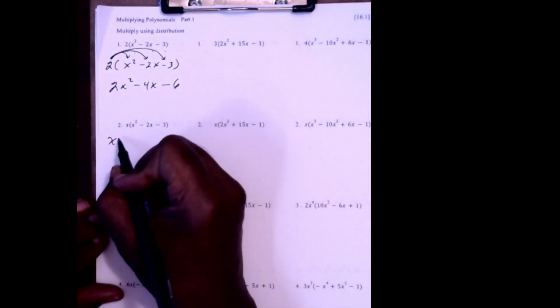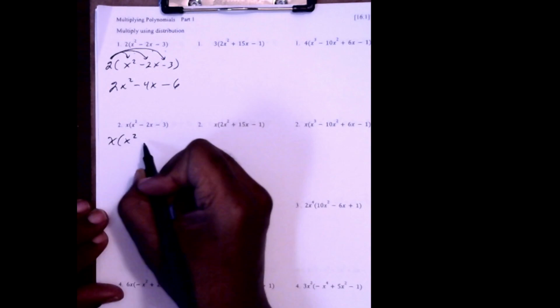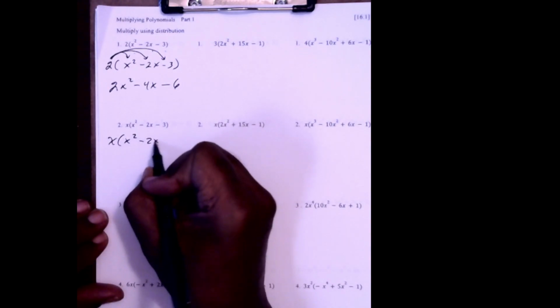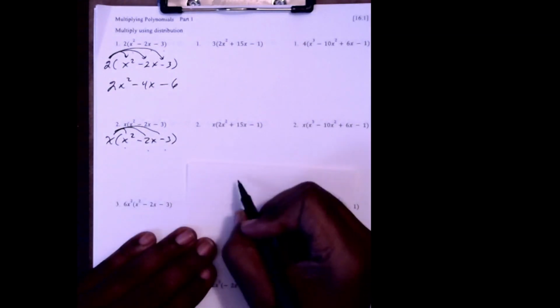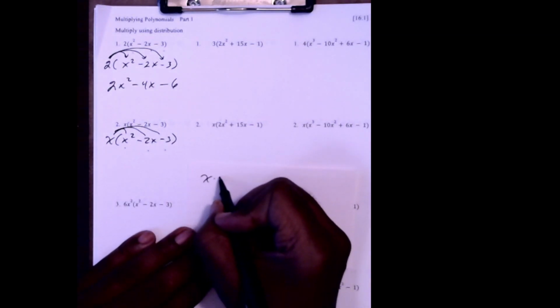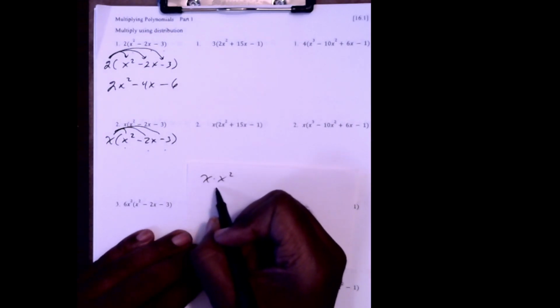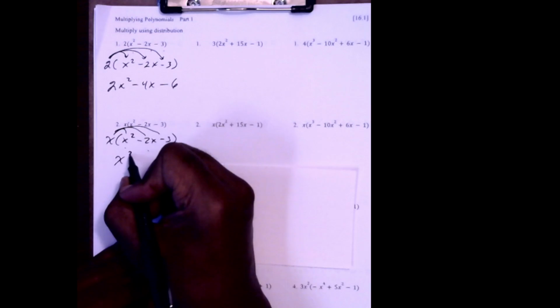We're multiplying an x here with the quantity x squared minus 2x minus 3. So we're going to start the distribution. We've got 3 terms to distribute by. So the x will go here, here, and there. So first we're going to get an x times an x squared, which is basically saying x times x times x, and that is equivalent to x cubed. So this is going to be x cubed.